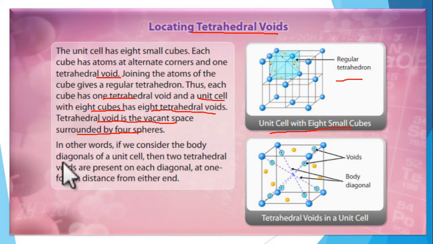Clear? In other words, if we consider the body diagonal of a unit cell, two tetrahedral voids are present on each diagonal at 1/4 distance from either end. This is the void and these are the balls. The body diagonal: tetrahedral voids in a unit cell.